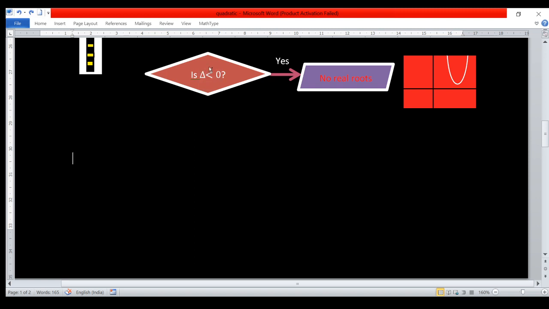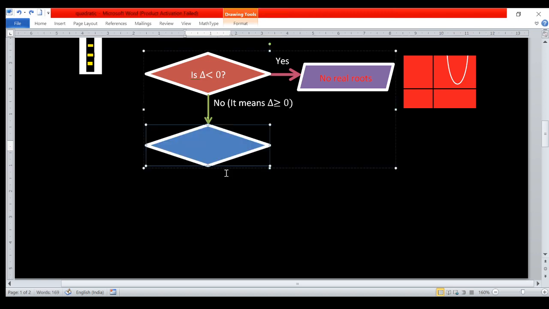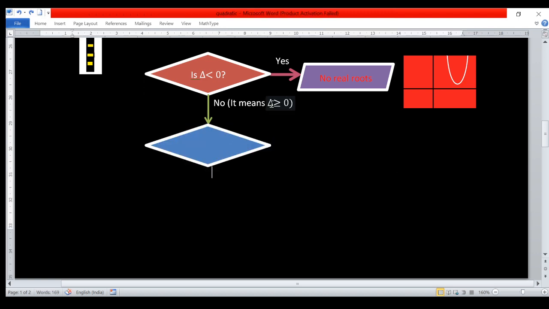I asked you to find what delta value you calculated. Suppose you see that it is less than 0, immediately you have to conclude that there are no real roots. But if you are getting something else, that means delta is greater than or equal to 0. So now you have two choices: either delta greater than 0 or equal to 0.